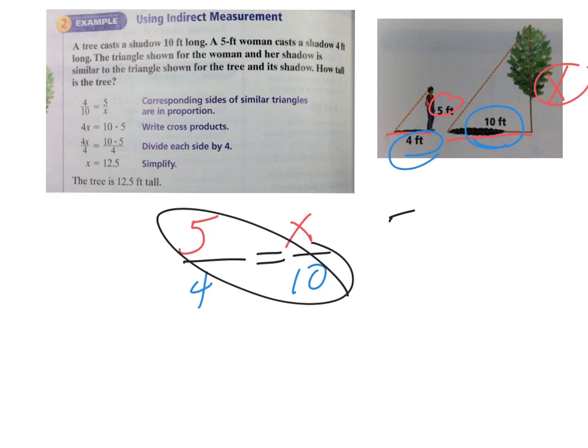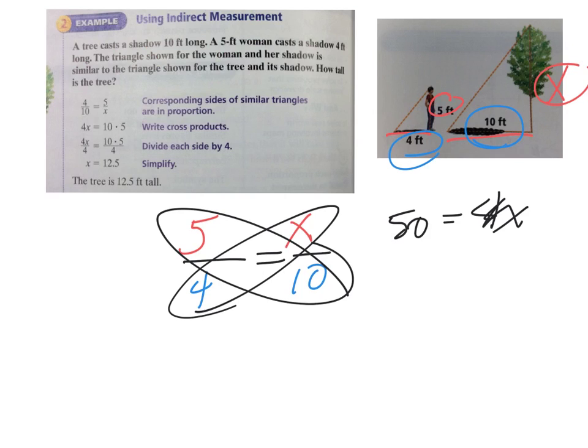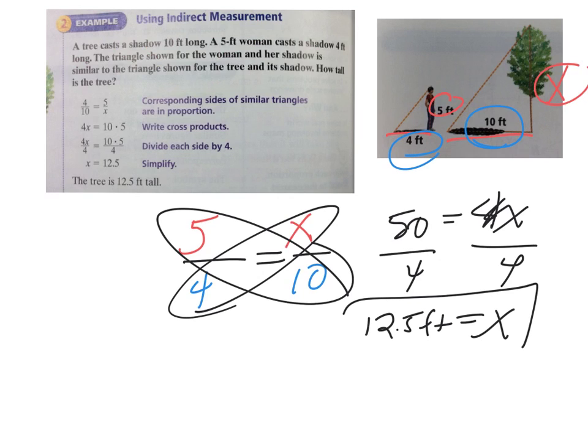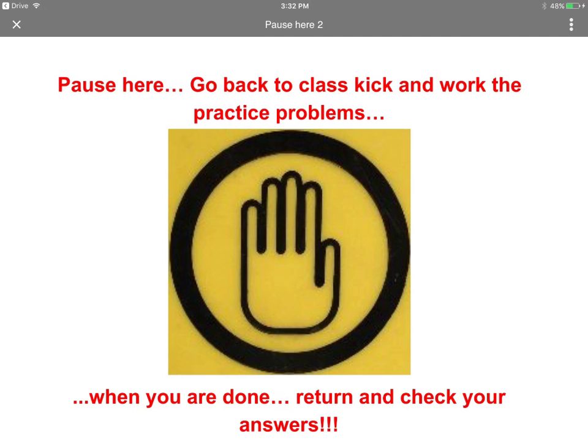5 times 10 is 50. 4 times X is 4X. Oops, it's not a very good 4. There we go, 4X. And when we divide off that 4, X is 12.5. Don't forget to label that as feet. So there we go. Go ahead and pause here, go back into class kick and work one.